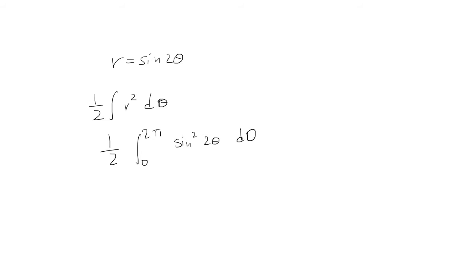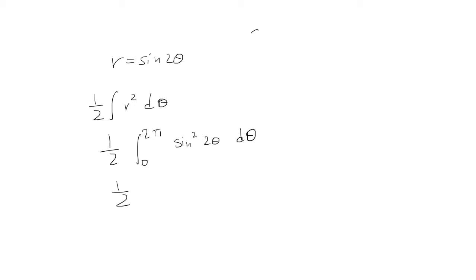I want to find the total area bounded by the curve r equals sine 2 theta. So I want to use the polar integral. That'd be 1/2 r squared d theta. So here we're going from 0 to 2 pi because we're looking at the entire curve. And we're going to have sine squared 2 theta.